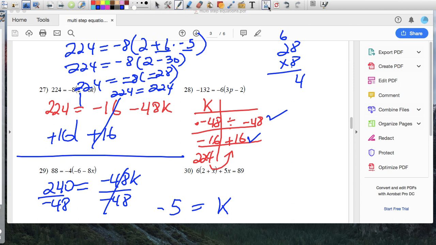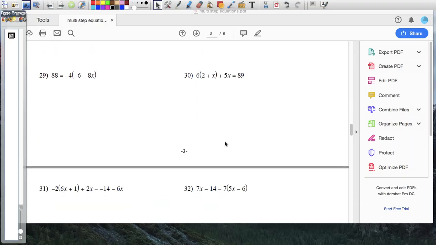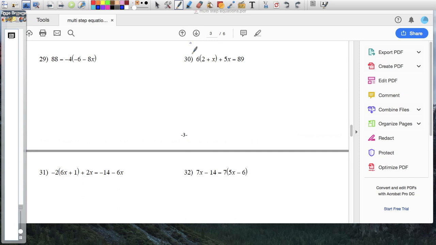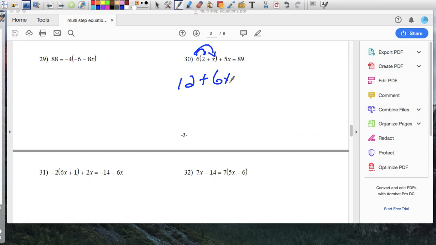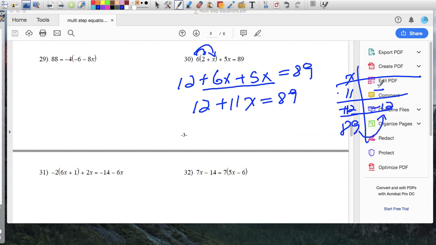Okay, so that was 27, now we're up to 30. You have to do the distributive property, so you get positive and a positive is 12. Positive and a positive is 6x plus 5x equals 89. Combine like terms, I can combine these two. So I get 12 plus 11x, they're both positive, equals 89. My story can now be done. x times 11 and then plus 12. All that gives me 89. Going backwards, I have to subtract 12 and then divide by 11.